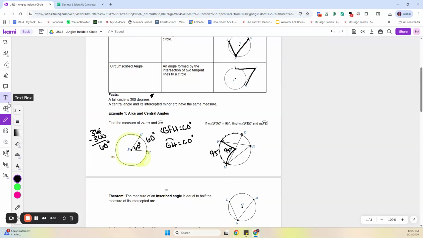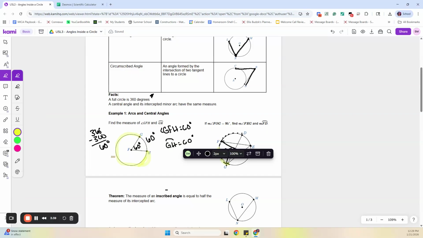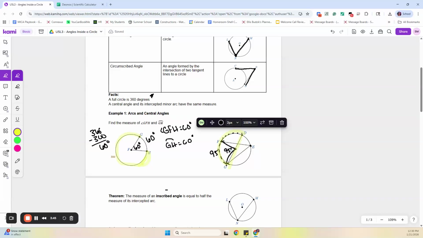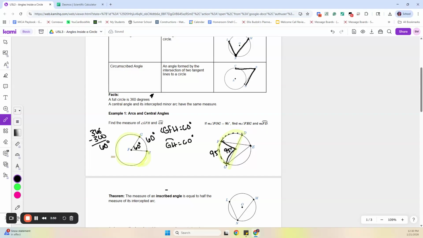Now, I also know that this section from here all the way over here is half of my circle. Why do I know that? Because it's sectioned off by this diameter that goes through the center. So this is half my circle. Half of the circle is 180 degrees. So I could do 180 minus my 95, and 180 minus 95 is 85 degrees. That means FD is going to be 85 degrees. So right away, FD is 85.